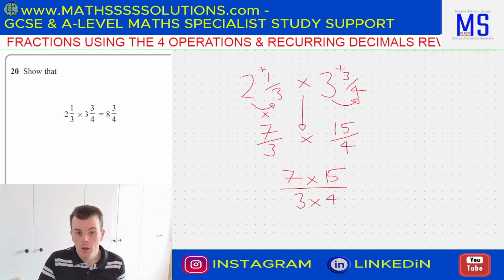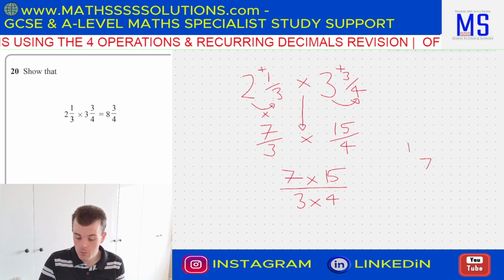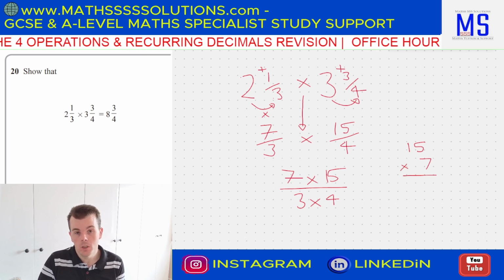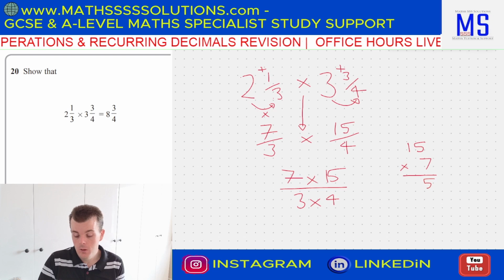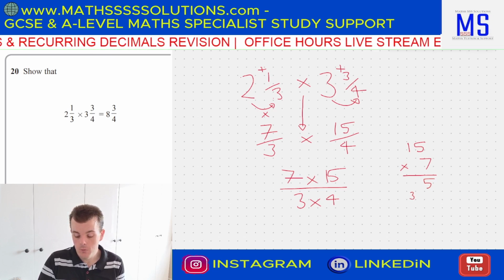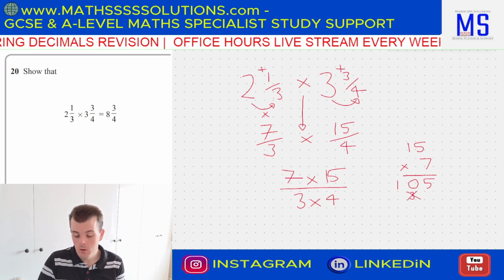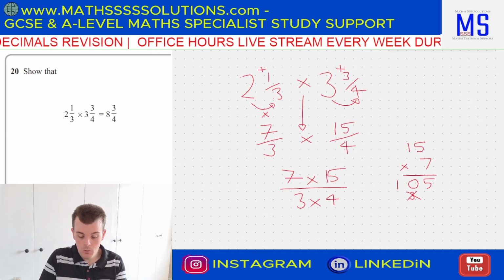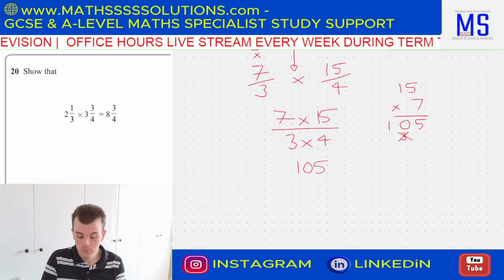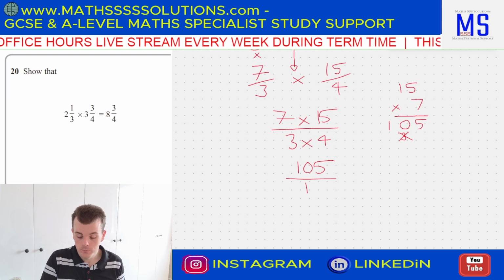These usually come up on non-calculator papers, so what I would just do is do a bit of 7 times 15, a bit of long multiplication, or you can try and attempt it in your head. But 7 times 5 is 35, carry the 3, 7 times 1 is 7, add the 3, and you get 105. So the numerator, the 7 times 15, is 105. The denominator, 3 times 4, is 12.